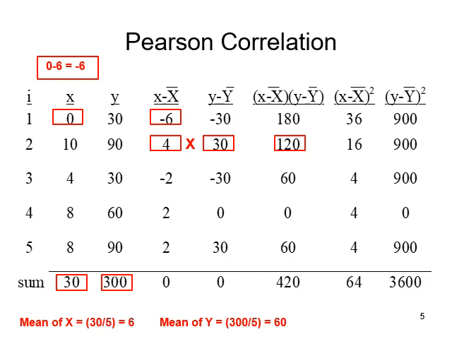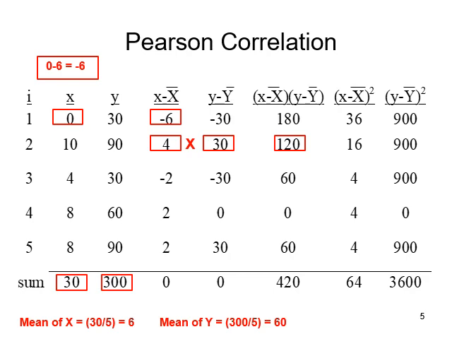We're now going to do the same for Y. So in this case, the first person's score on Y was 30. 30 minus 60 is negative 30. The next person's score was 90. 90 minus 60 is 30. Next score again is 30. 30 minus 60 is negative 30. Then 60. 60 minus 60 is 0. And again, another 90. 90 minus 60 is 30.